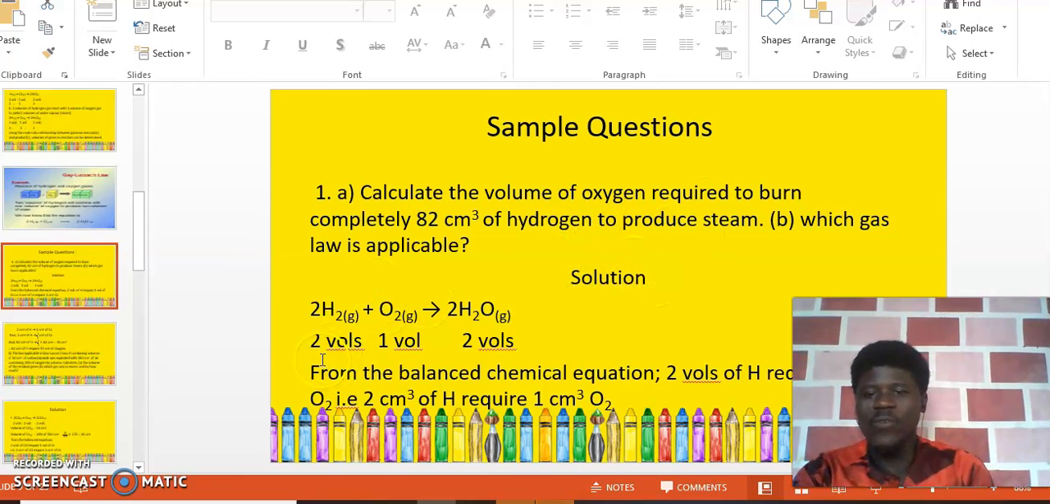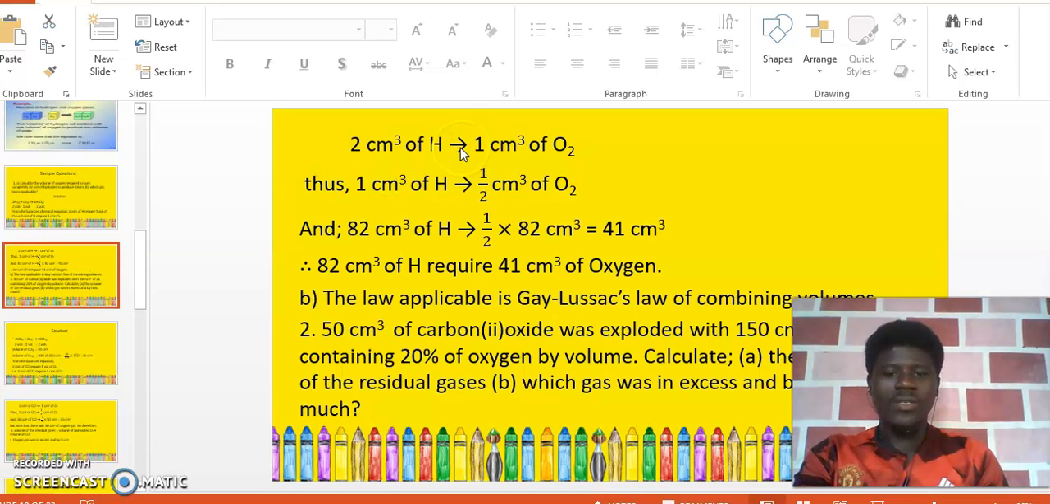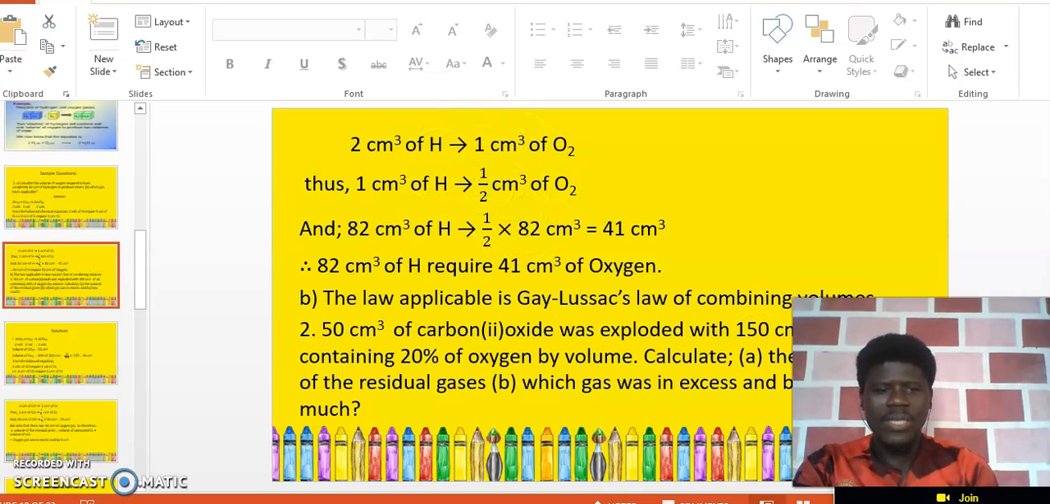So if 2 volumes of hydrogen require 1 volume of oxygen, for 82 cm³, you just do a quick calculation of the required volume of gas. Like I was explaining with ratio, you can first calculate for 1 cm³ because that makes it easy. So if 2 cm³ require 1, that means 1 requires 1/2. I can then use this 1/2 to multiply 82. It may not be suitable for everyone, but it's a very easy method for me, and I think it will work for you also.